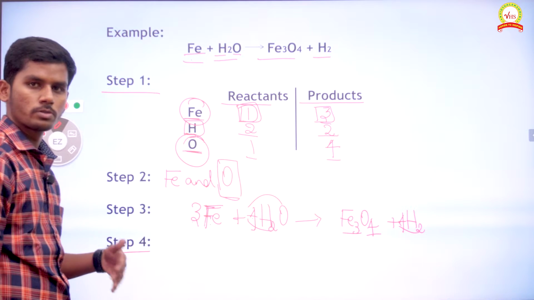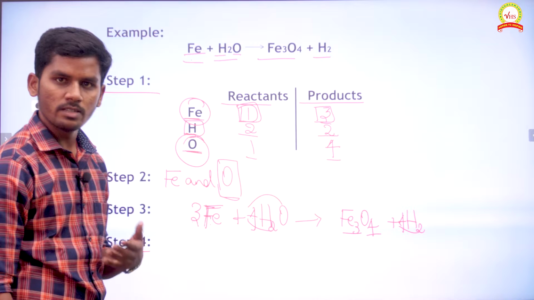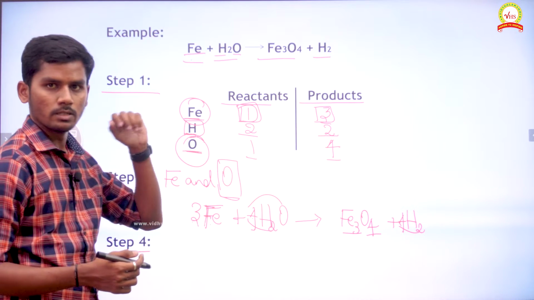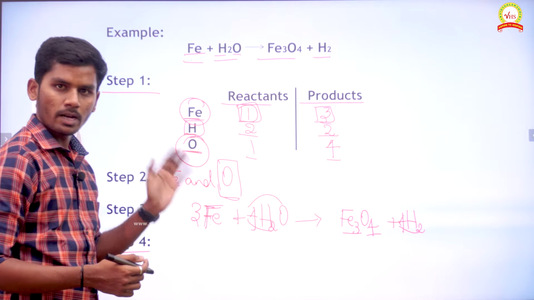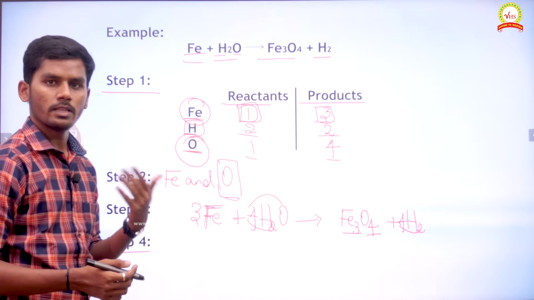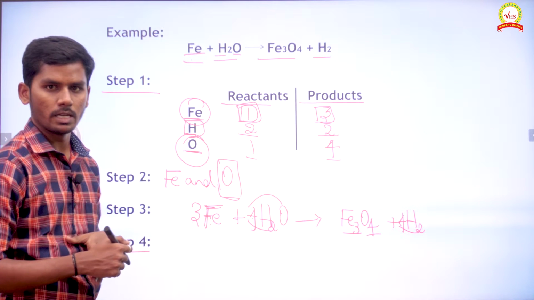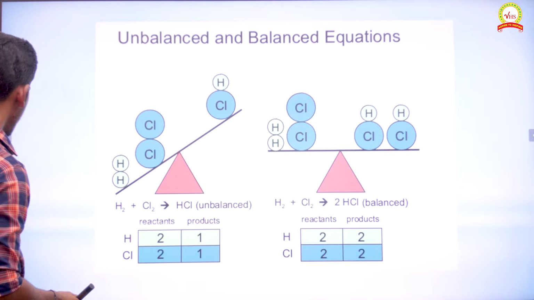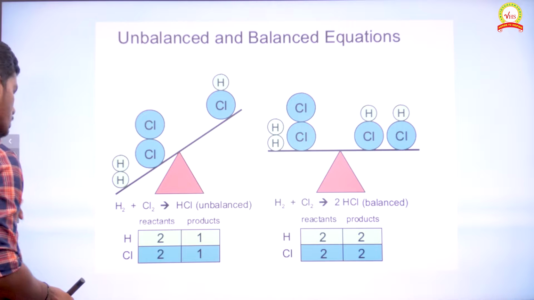So like this you have to do it stepwise, only then you will find it easy to balance chemical equations. Don't go directly and solve it in the equation. Follow the steps given, practice more and more equations, and then you will find it easy to balance a chemical equation. Okay students, fine. I will show an image of how chemical equations are balanced.